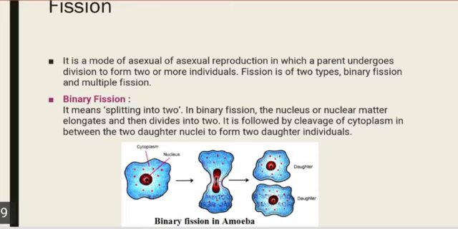Okay. Binary fission means splitting into 2. In binary fission, the nucleus or nuclear matter elongates and then divides into 2. It is followed by cleavage of cytoplasm in between the 2 daughter nuclei to form 2 daughter individuals. So here you have to focus on one thing. First, the nucleus is dividing, and only then the cytoplasm gets divided.